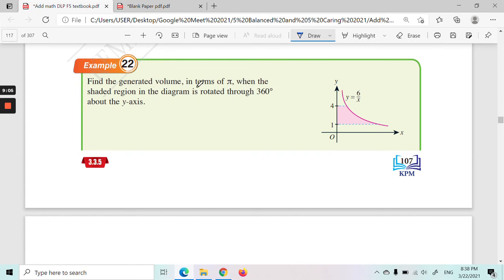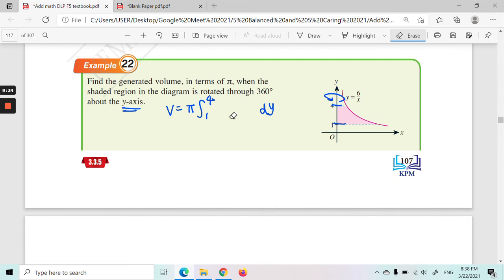Look at this question. Find the generated volume in terms of pi when the shaded region in the diagram is rotated 360 degrees about the y-axis. How are you going to form the volume formula? Volume equals pi integrate, rotate about the y-axis, so here is dy. The y-axis from where to where? From 1 to 4. Here is y, so you need to substitute x squared. How to obtain x squared? Obtain it from the diagram.